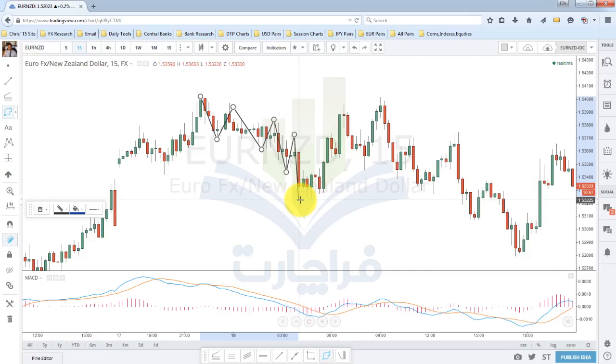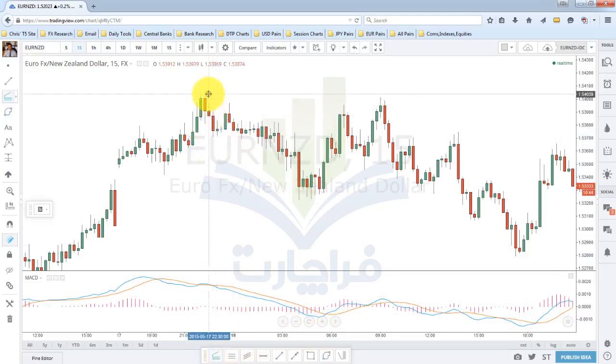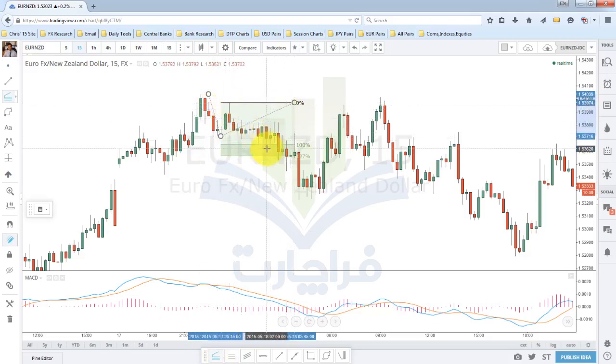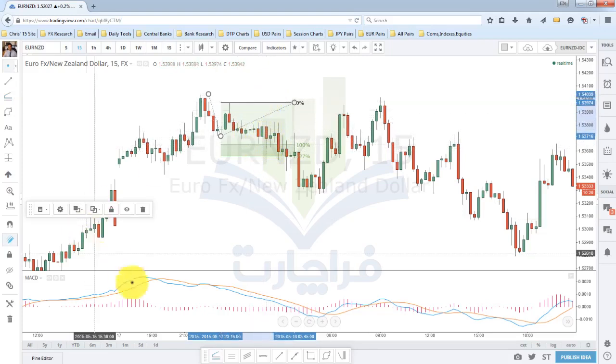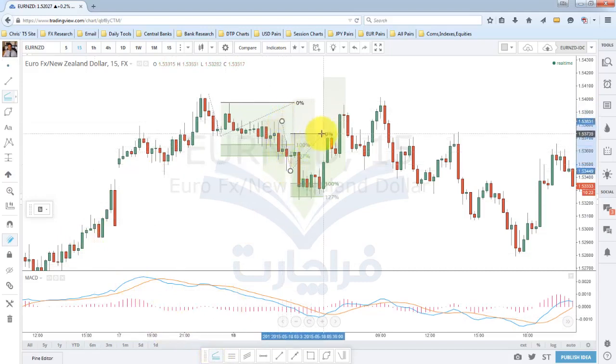Now what you'll start to see is when you measure this, remember we talked about equal legs, 127. So from our low to our high, here's our bottom here. Here's our equal legs level. This is where the market found support, made a correction. Let's measure that for the next cycle. Equal legs, 127.